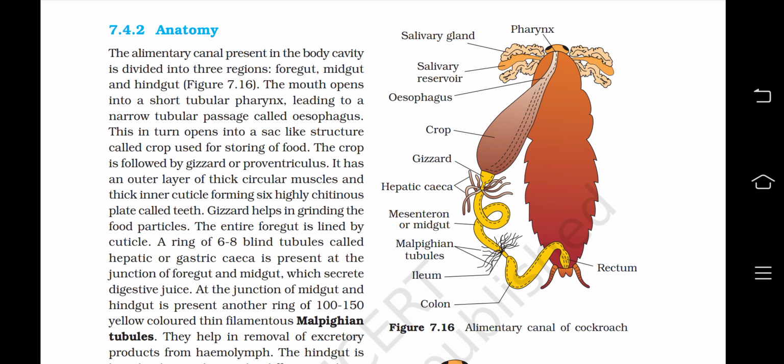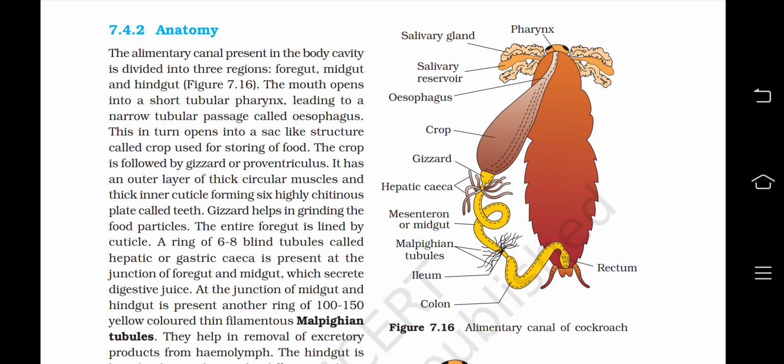Anatomy. The alimentary canal present in the body cavity is divided into three regions: foregut, midgut, and hindgut. The mouth opens into a short tubular pharynx, leading to a narrow tubular passage called esophagus. This in turn opens into a sac-like structure called crop used for storing of food. The crop is followed by gizzard or proventriculus.